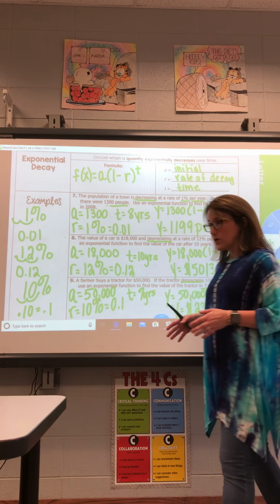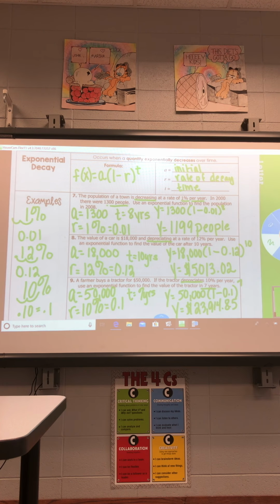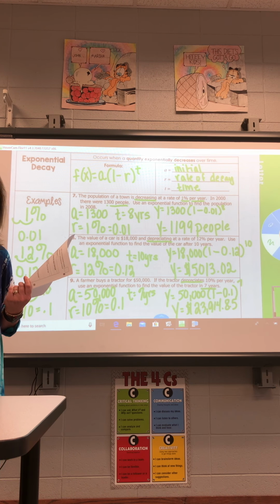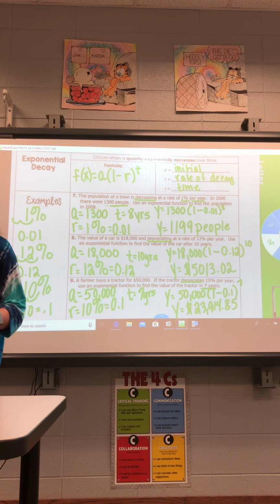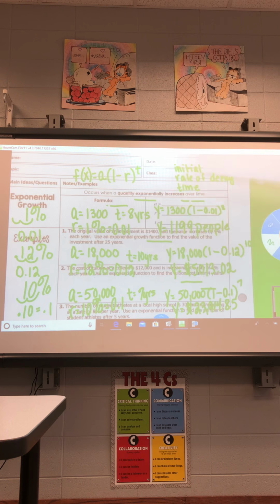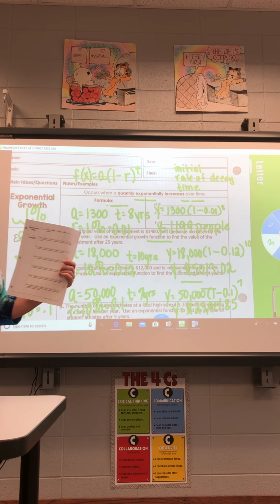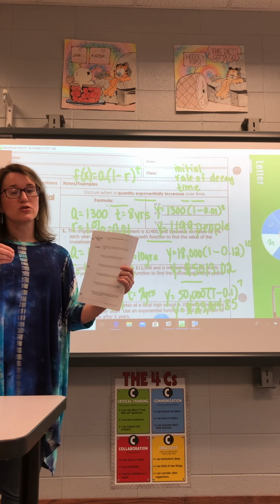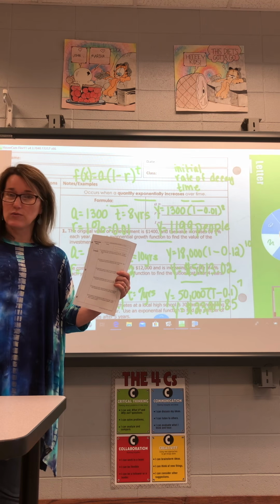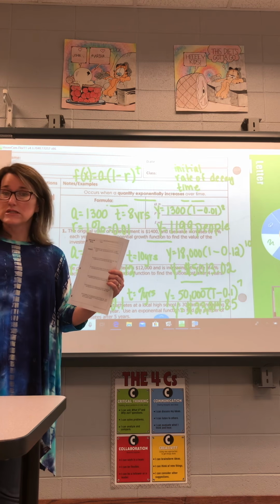So what you need to do tonight as your assignment, I've already given you the first three growth problems. You need to do 4, 5, and 6 on the growth page. Now, I just did 7, 8, and 9 on the decay. You need to do 10, 11, and 12. After you finish, take a picture and email it or send it to me through Remind, either one, and I will look over those and see how you did.